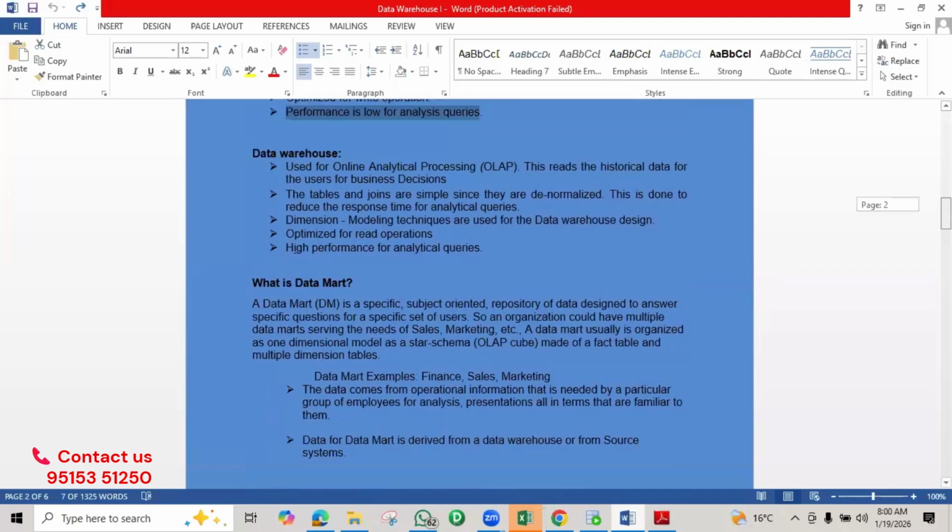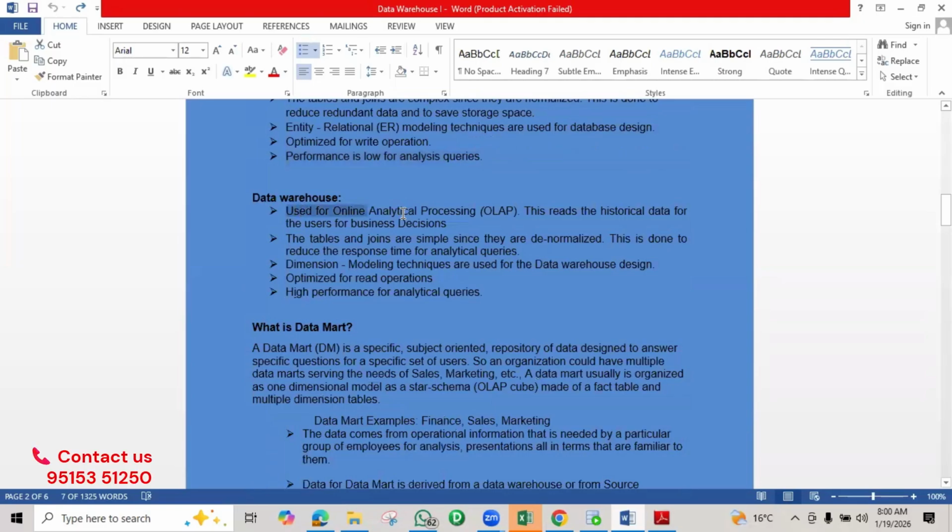But what about the data warehouse? The data warehouse is used for OLAP, and the tables and joins are simple, and dimensional modeling techniques are used. It is optimized for read operations, and performance is very, very high for analytical queries. This is the difference. But why, as the ETL tester, are we using the data warehouse? Due to storage capacity only. And all these things we will see practically, guys. What do simple tables and joins mean, and what do complex tables and joins mean?